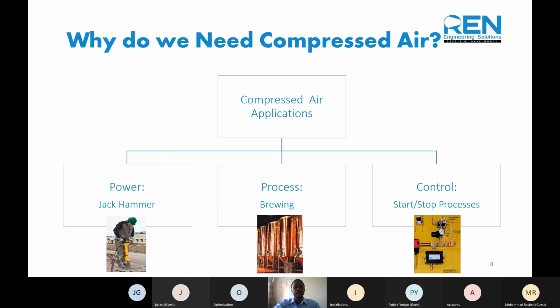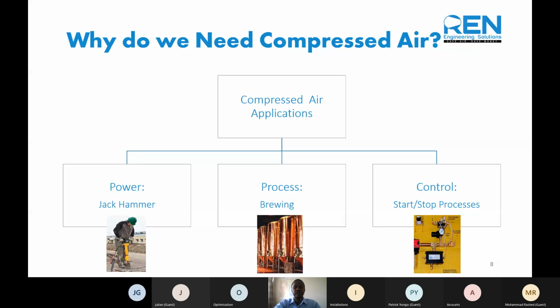So why exactly do we need compressed air? Well, compressed air applications in industries are divided into three main categories. The first is power applications. Power applications include areas where air is used either to produce a motion or exert a force, such as linear actuators, jackhammers, like the picture that you see there, clamping devices, or even blow molding, a process that is commonly used in plastics manufacture.